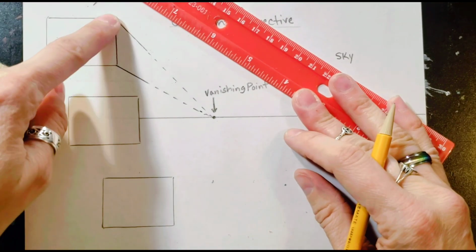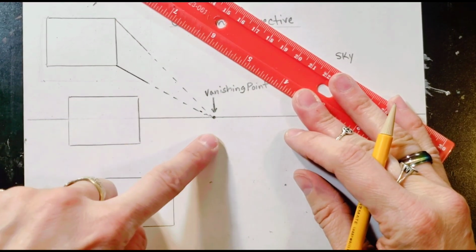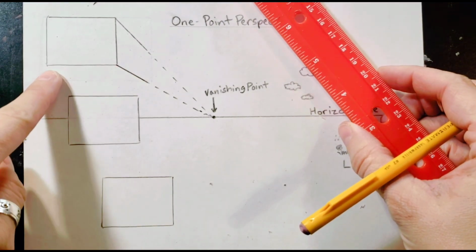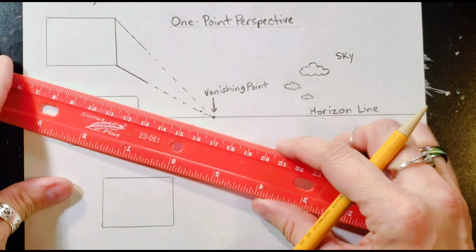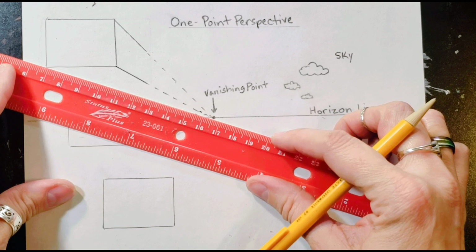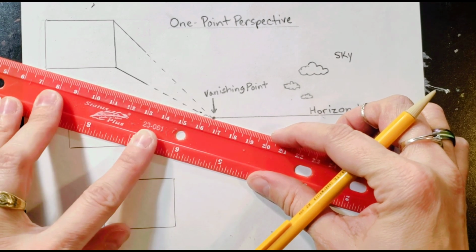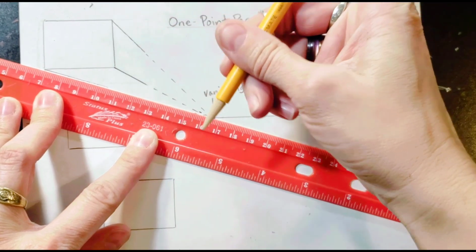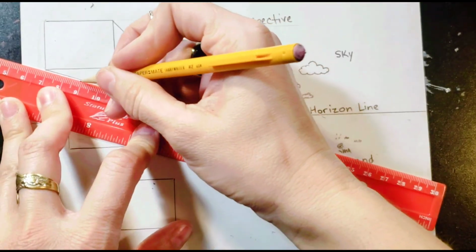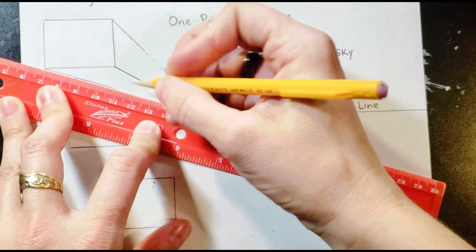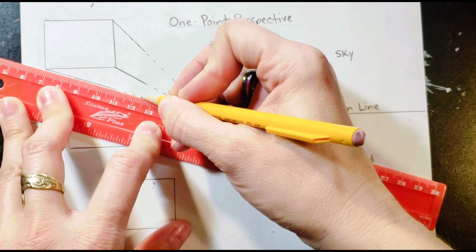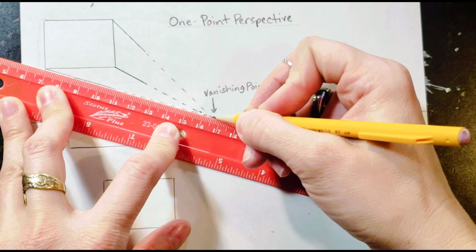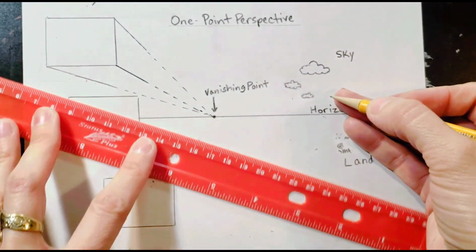I bet you know what's going to happen next. We're going to go to the very next corner and do the same thing. So just scoot your ruler over and line it up with the corner and the vanishing point and draw that line. Part of which is going to be a little dash line, a little dotted line, so you can tell that your object does in fact line up with the vanishing point.